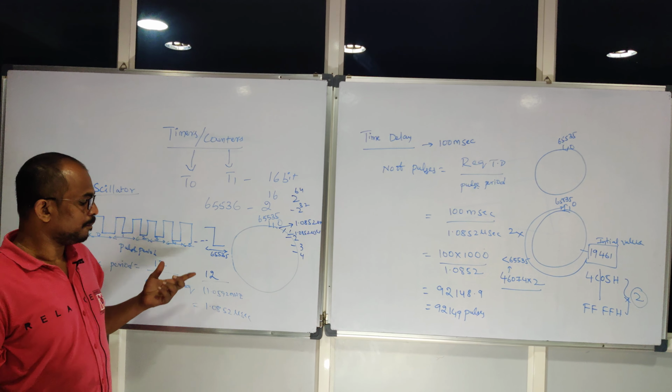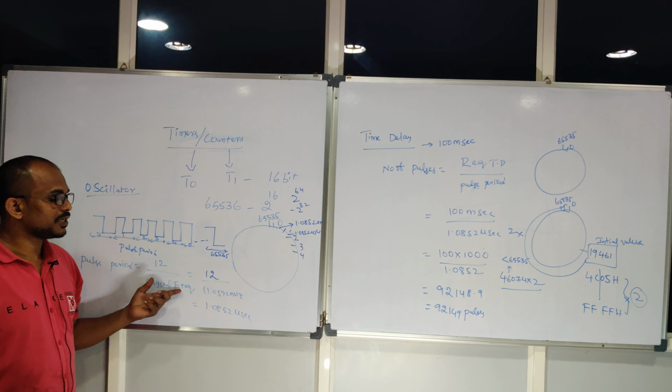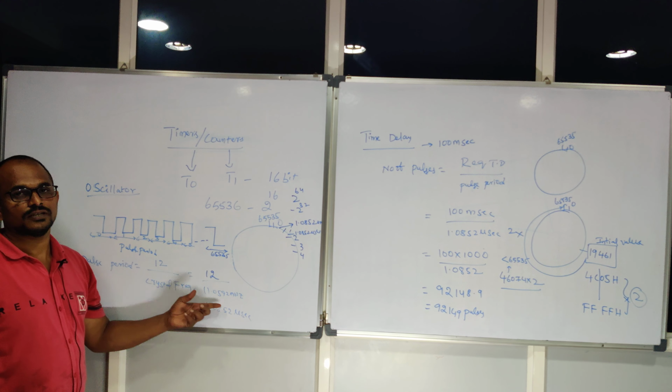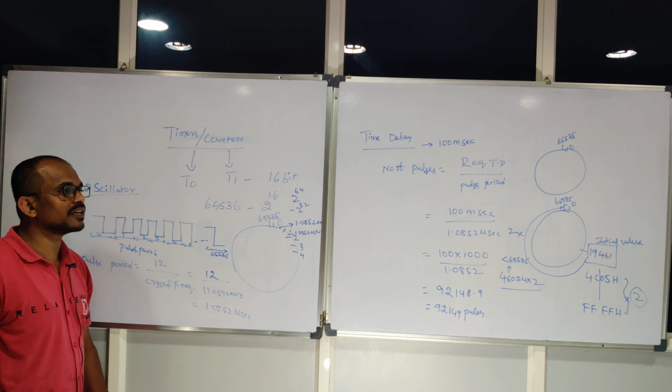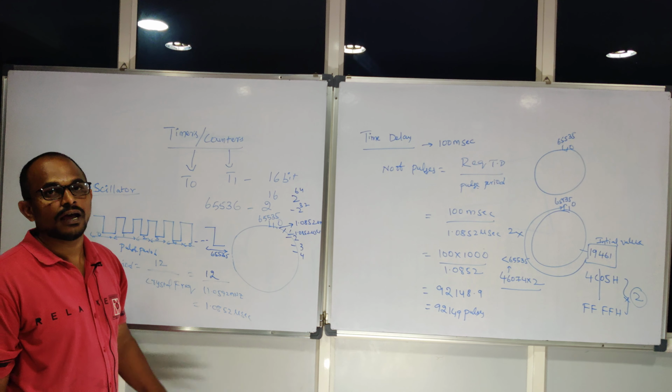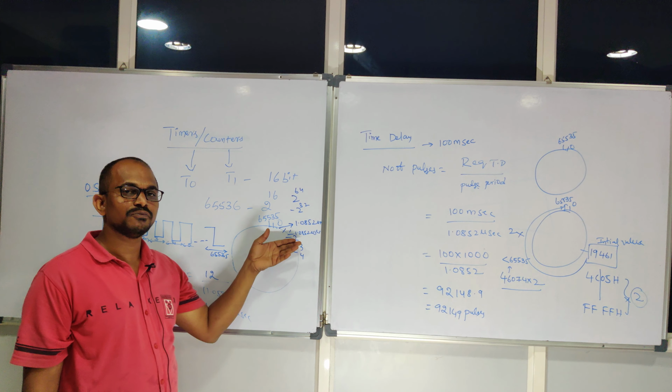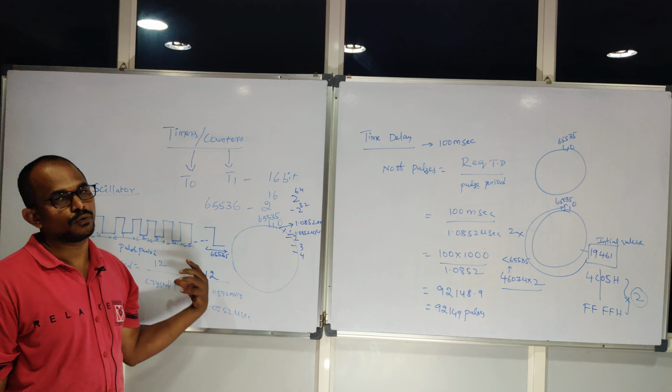But remember, based on the oscillator frequency, you are deciding the pulse period. So this is a simple way to understand timers. Timers are used for time delay generation, and the timers provide time for us based on the pulses counting process.